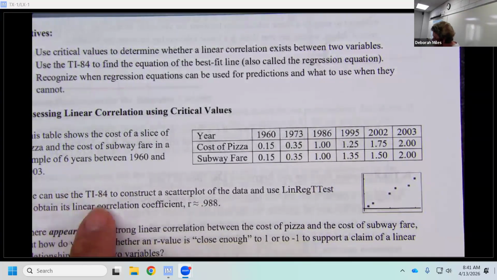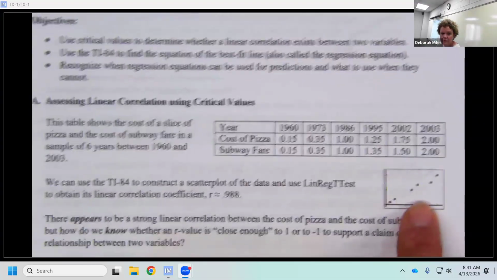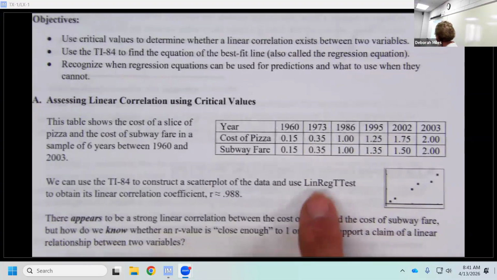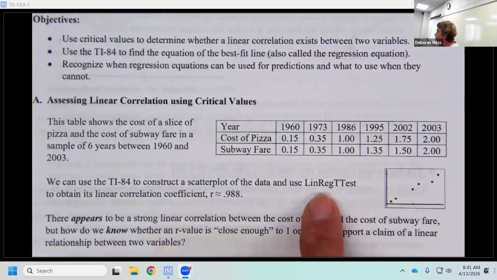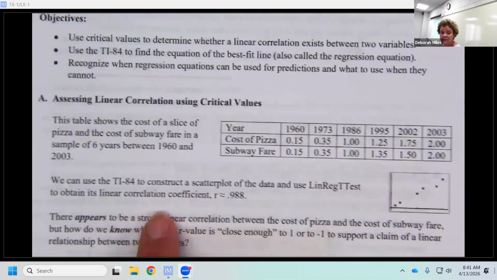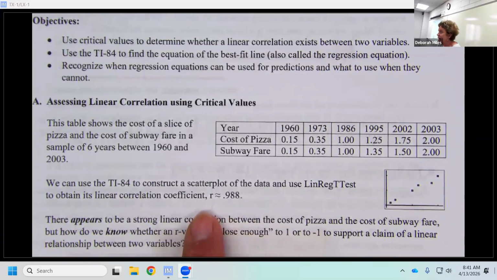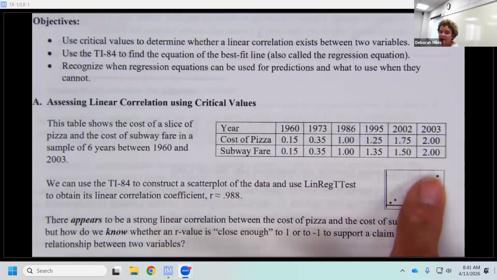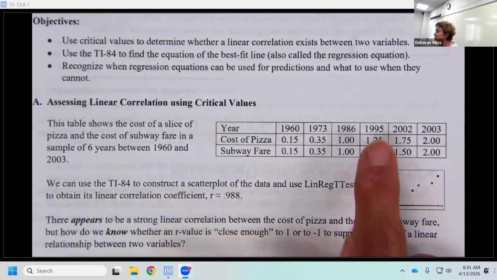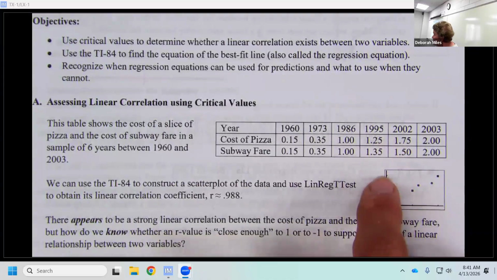We can use the TI-84 to make a scatter plot, which we did last week. And remember, linear regression t-test, LinRegTTest, is what we use to find the R value. And it turns out that R value is very strong. R equals 0.988. For these 6 years, there was a very strong linear relationship between the cost of a slice of pizza and subway fare.